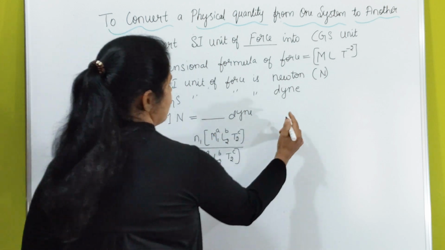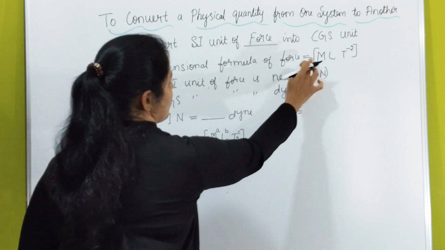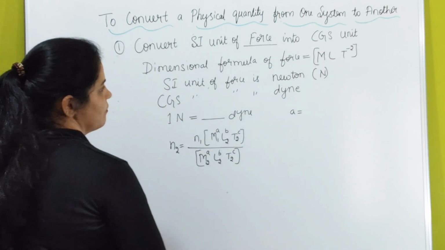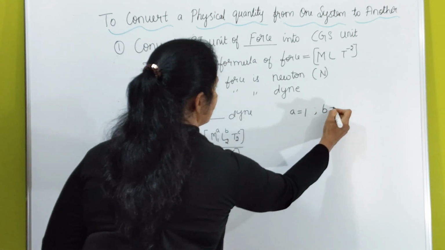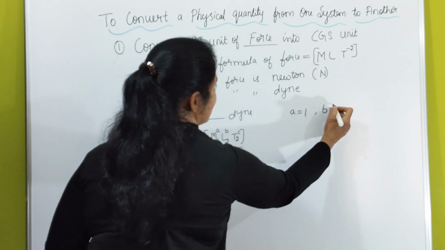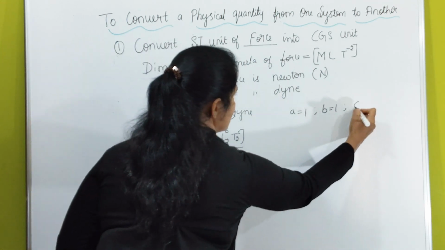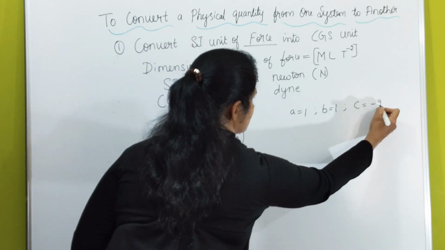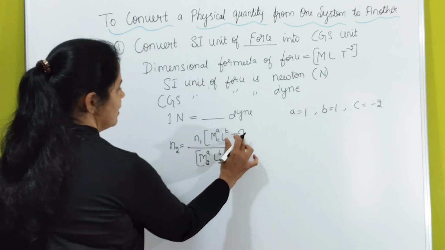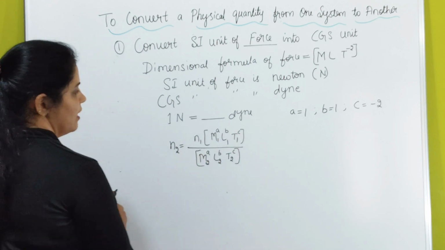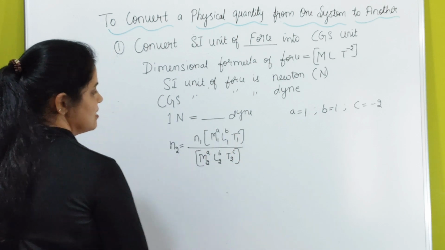For that, first let us write what A is. Let us look at this expression: the dimensional formula of force is given here, the standard dimensional formula of force. Using this, compare: A is 1, B is 1, and looking at the power of time, C is minus 2. M1, L1, T1 are the SI units and these are the CGS units.